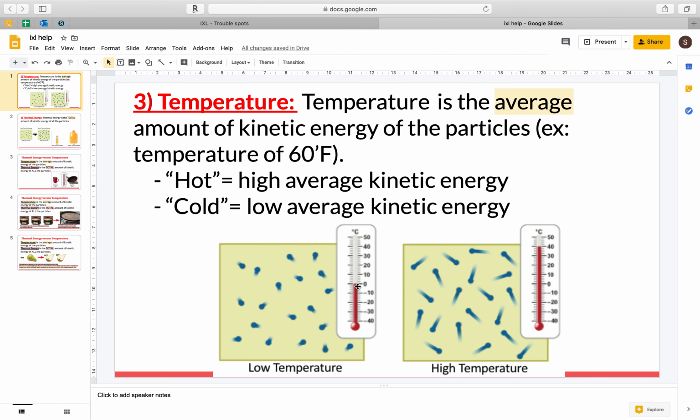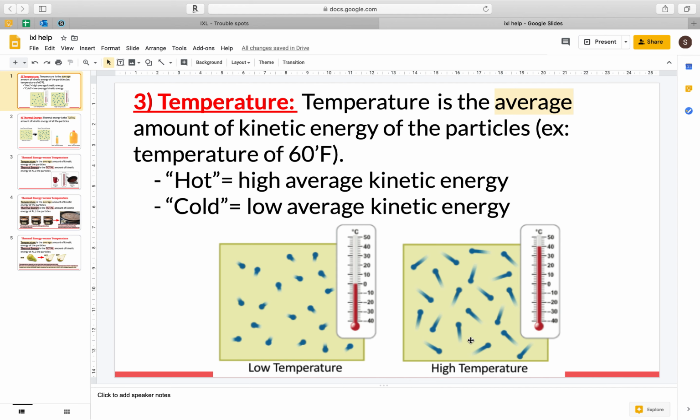Temperature is what we measure using a thermometer. Temperature is the average amount of kinetic energy of the particles. For example, say that there's 20 particles in here, and these 20 particles are all moving kind of slowly. Their kinetic energy is low. So on average, these particles have a low temperature.